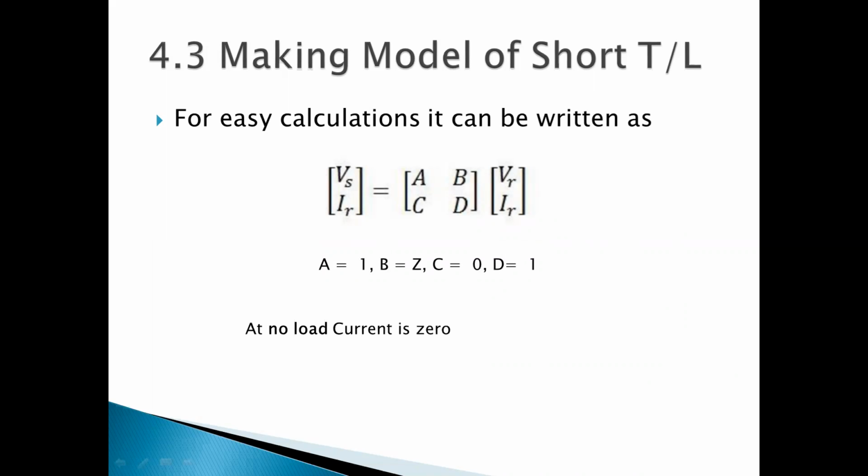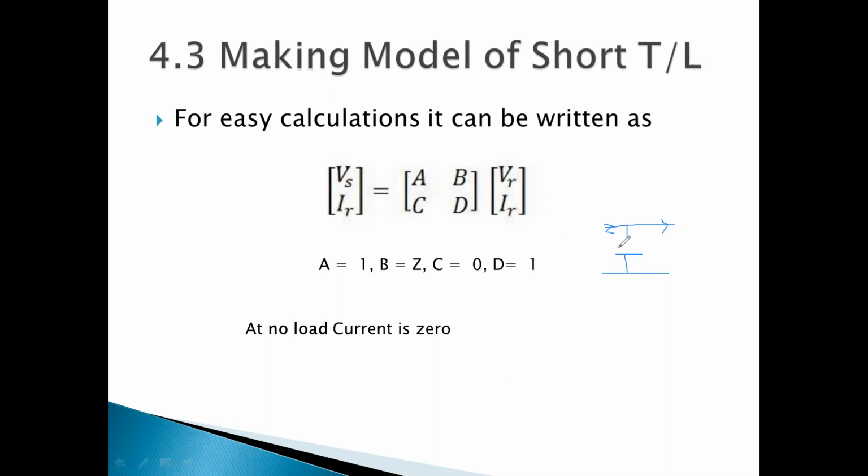At no load, the current is zero. But in medium transmission lines, for example, this is a medium transmission line. I'm not drawing the inductance model here, I'm just drawing two components. This is the sending end current. Normally in open circuit the current is zero, but in a medium transmission line there is a parallel component, so we cannot say that the current is zero even if there is no load.